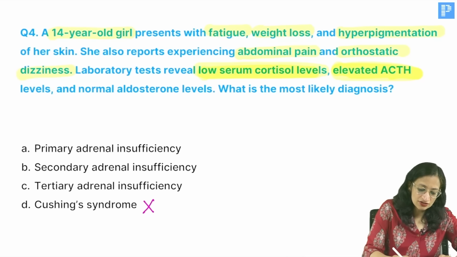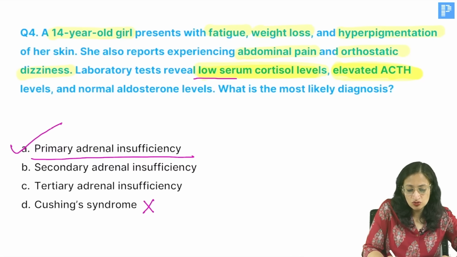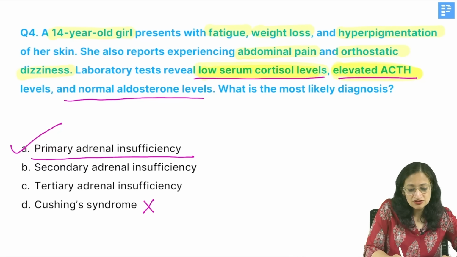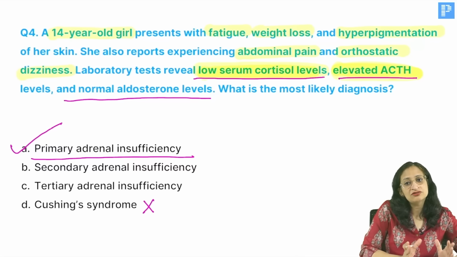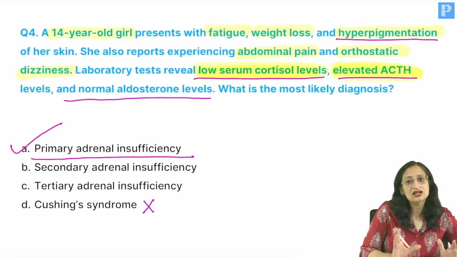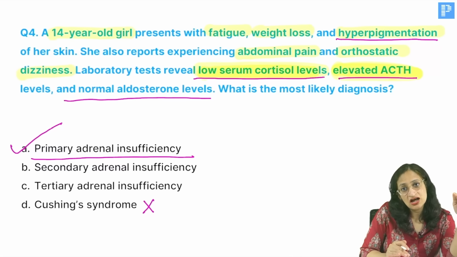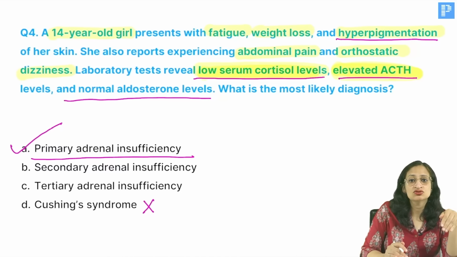So we are sure that it is primary adrenal insufficiency, right? Because there are low serum cortisol levels, elevated ACTH levels, aldosterone levels are normal, so the mineralocorticoid pathway is not affected yet. And you got hyperpigmentation, which again indicates that the problem is at the level of adrenals. ACTH levels are high, which are also stimulating the melanocytes.